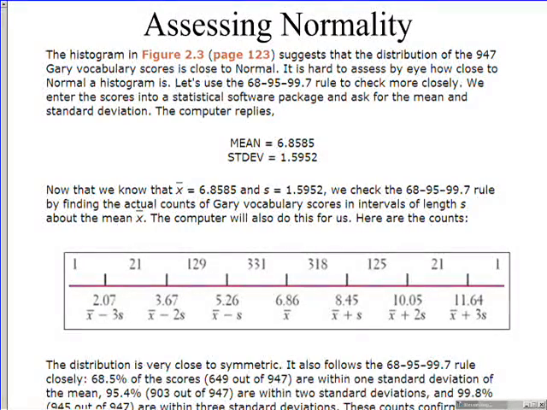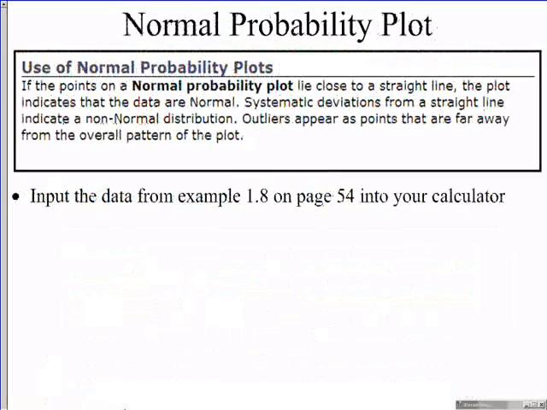The computer gives us that mean and that standard deviation. Now that we know those two things, we can check the empirical rule by finding the actual counts of Gary vocabulary scores in intervals of length s about the mean x bar. So there are our counts. We can see from those counts that it does appear to be a normal distribution. It's very close to symmetric. It also follows the empirical rule closely. 68.5% are within one standard deviation, 95.4% are within two, and 99.8% are within three standard deviations. So we can see that that's very close to a normal distribution.